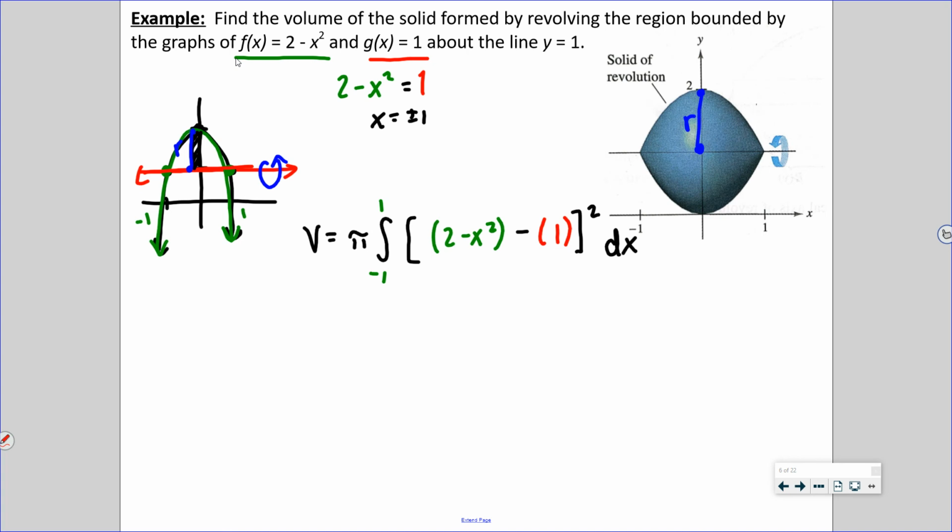So again, that's kind of step 3. Write the volume, make sure you have it in terms of the appropriate variable. So I'm doing this with respect to x. It's perpendicular to my axis of rotation, so everything's looking good here.